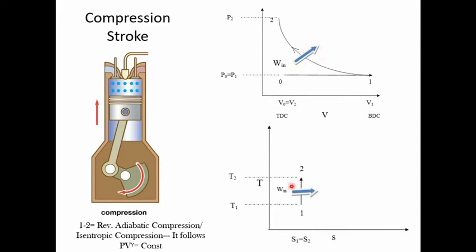In the TS diagram, as this is an adiabatic compression, which means an isentropic compression, the entropy at point 1 and point 2 remains the same, but due to the compression process the temperature rises from T1 to T2.